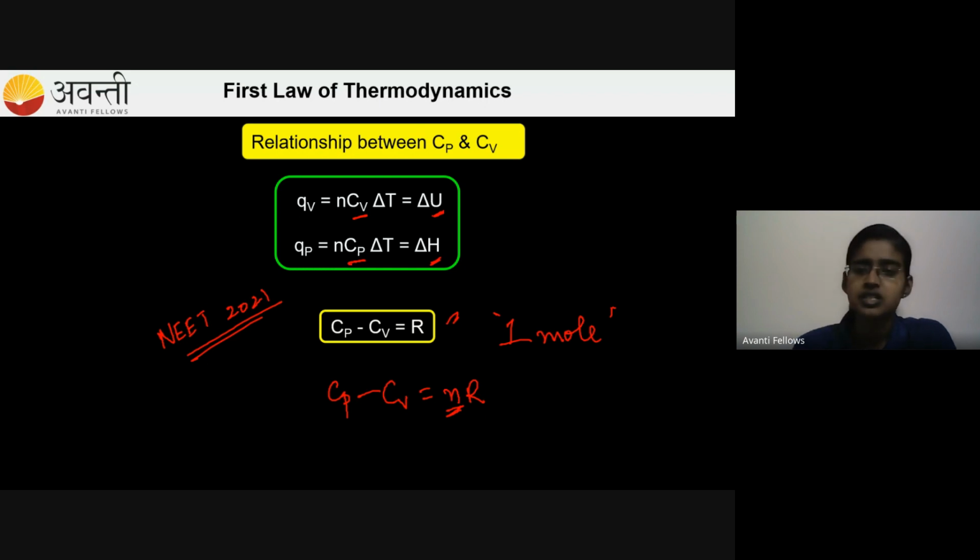The difference is nothing but CP means heat capacity at constant pressure, my dear, and CV is heat capacity at constant volume, constant pressure and constant volume. It is not kind of a difference. This is different from that. This is in terms of pressure and that is in terms of volume. Good. Previous year's questions we will solve.